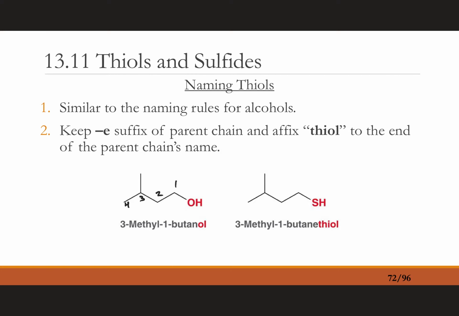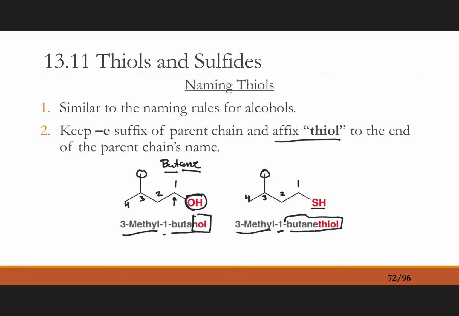But for the thiol, we would number it the same way, 1, 2, 3, and 4. We have a 3-methyl group, and the SH, or the mercapto group, is at carbon 1. Notice here we have ol, but for these it's butane. We keep the E in, and then you affix thiol to the end of the parent chain's name as a suffix. So it's 1-butane thiol there as one whole word, essentially. And so the molecule is 3-methyl-1-butane thiol.